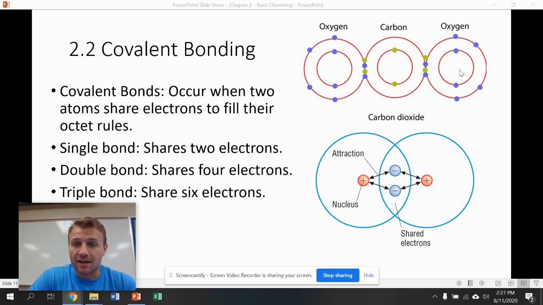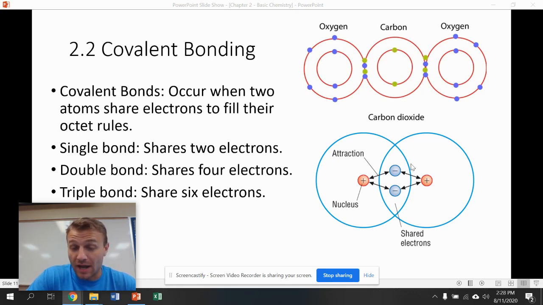You can see carbon dioxide up here. They're going to share two electrons here. You can see the purplish bluish electrons here for oxygen, and they're being shared with carbon, but carbon's also sharing two of its electrons in its outer shell. Now, this forms the octet rule for oxygen, carbon, and oxygen here. If you count, there are 8 electrons for each of these atoms.